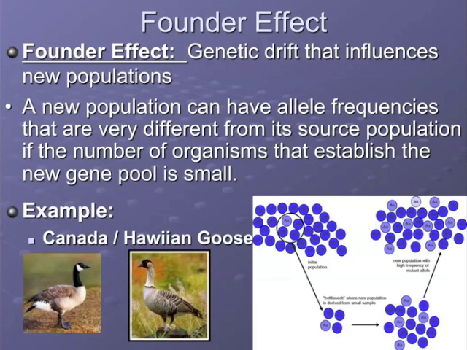An example of this is the Canada geese and the Hawaiian geese. On the left picture, that's the Canada geese, and then on the right you have the Hawaiian geese, and you'll notice all their differences. They came from the same population, but a small group from Canada flew to Hawaii and started their own population, and they just ended up being very different from the original population.